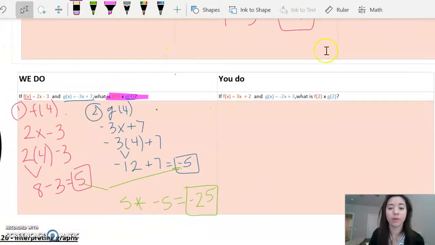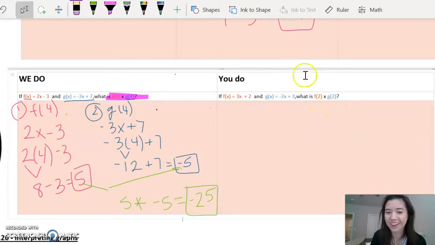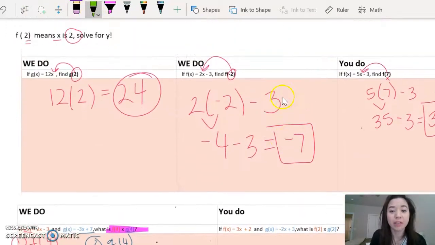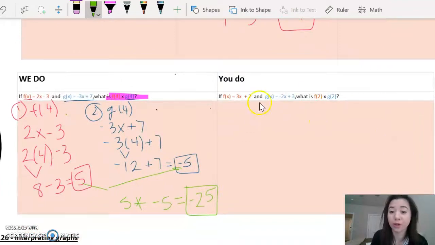Okay, now I want you to pause me and try this one. I know I'm doing it quickly, but again, same thing as above, you're just doing f of 2 and g of 2 and then multiplying your two answers together. So f of 2, you plug it into function f. g of 2, plug it into function g, multiply your two answers together. All right, pause me, give it a whirl, come back when you're ready.